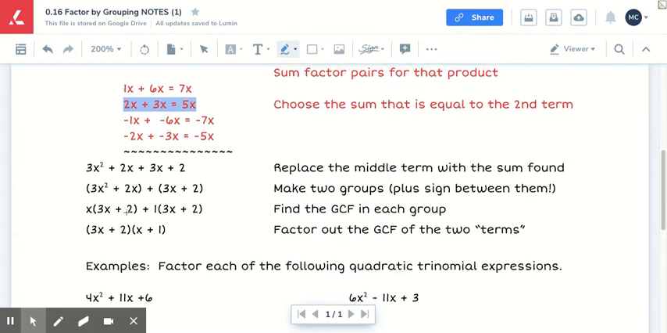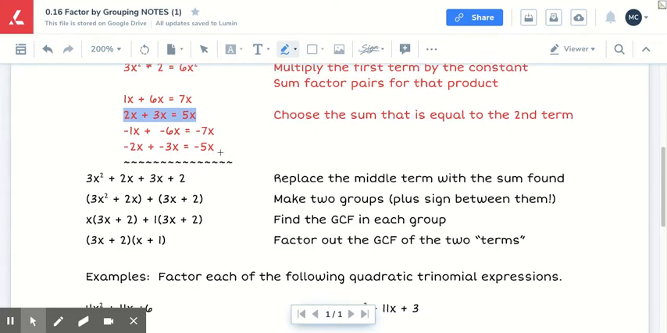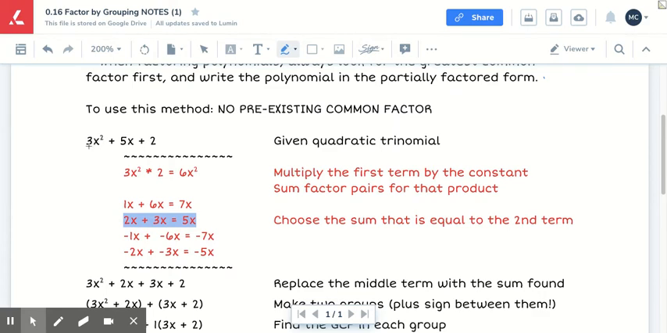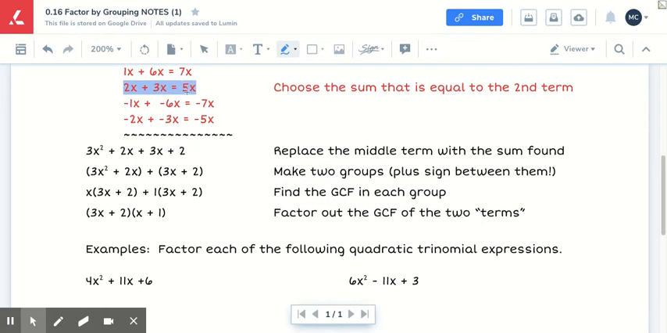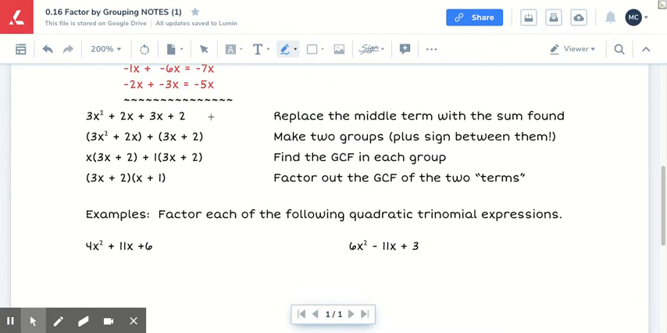So our next step is to replace the middle term, the second term, with the sum that we found up here. So the one that we have highlighted there. So now it says 3x squared plus 2x plus 3x plus 2. Now it's important to note at this point that the two terms here in the middle, if we did combine them, would be 5x, which means the expression that we have right now is equivalent to the original one. We just kind of changed the middle term a little bit to make it more friendly for what we need to do.